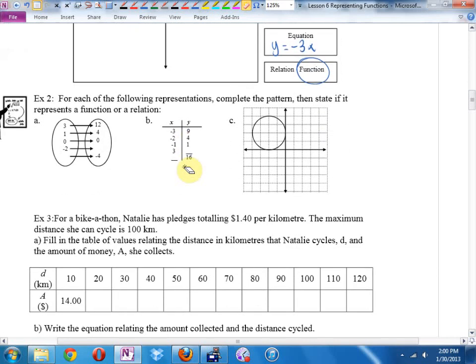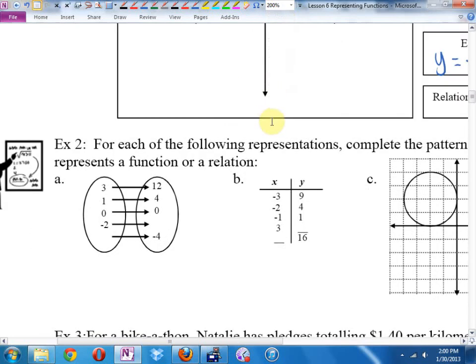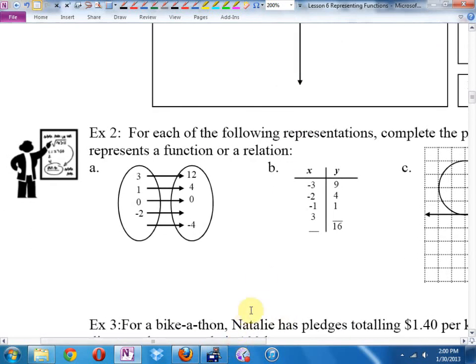Okay, for each of the following, it says complete the pattern. State whether it represents a relation or a function. So here's a mapping diagram. Apparently a 3 became a 12, a 1 became a 4, a 0 became a 0. What would a -2 turn into? Convince me. So you're saying the rule is that? Yeah? So -8? Oh, what if I ended up with a -4 as an output? What was my input? I agree. Is that a function?